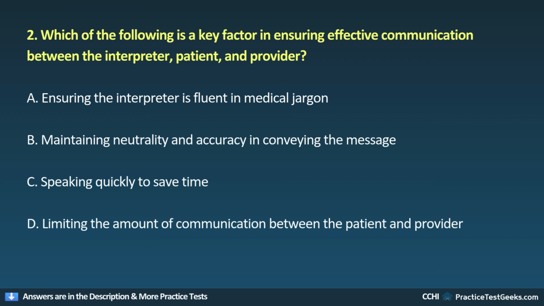2. Which of the following is a key factor in ensuring effective communication between the interpreter, patient, and provider? A. Ensuring the interpreter is fluent in medical jargon. B. Maintaining neutrality and accuracy in conveying the message. C. Speaking quickly to save time. D. Limiting the amount of communication between the patient and provider.